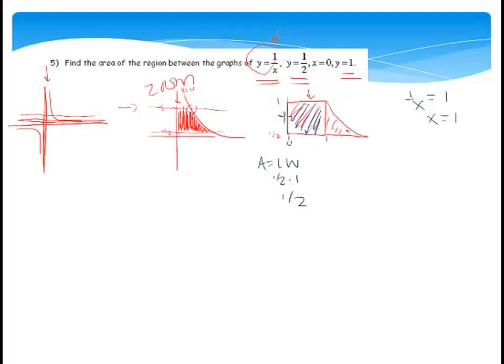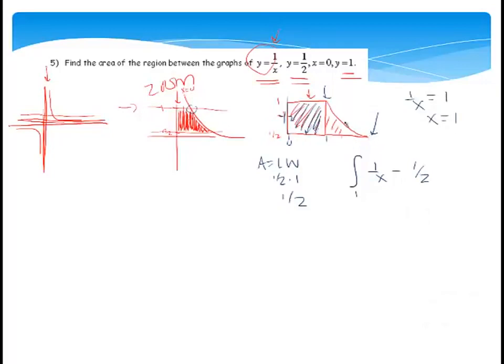Now this one, because it is a curvature, I can't really do a triangle because it's technically not a triangle. So I am going to have to take the integral from this point of intersection to this point of intersection, which I'll find out in just a second. And the top higher level curve is the 1 over x minus the bottom curve.